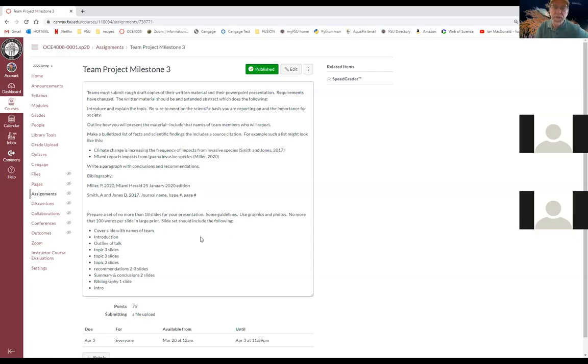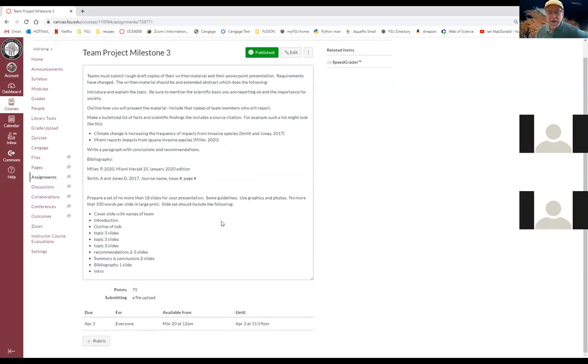And remember that you're obliged to use at least 10 peer review sources and at least 7 popular sources from the web or from newspaper accounts. So that would be the extended abstract. And then you're going to prepare a slide deck. There's going to be no more than 18 slides. You have a 20-minute slot, and 18 slides is plenty.